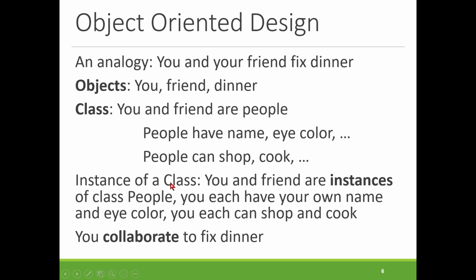An instance of a class. And this is the distinction between a class and an object. So an instance of a class, you and your friend would be instances of the class people. You each have your own name and eye color. You each can shop and cook. And then those objects could collaborate to fix dinner. I think the next slide has more on this.